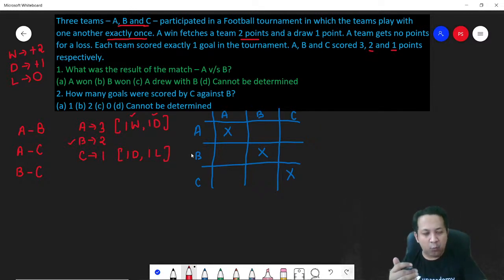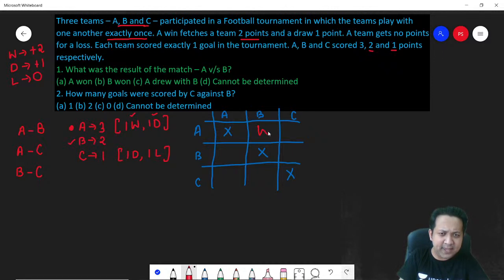A could have won against B, or A could have won against C. So again, there are two possibilities. Remember, A with 3 points has won one match and drawn one match. So A wins one match against B, or the win is against C. Two possibilities, so let's draw both.